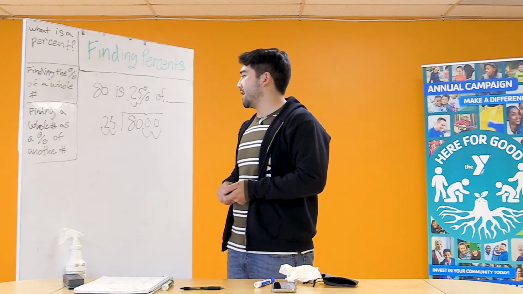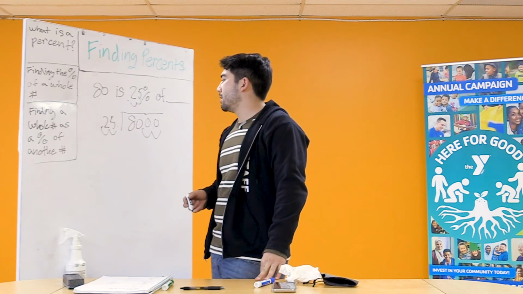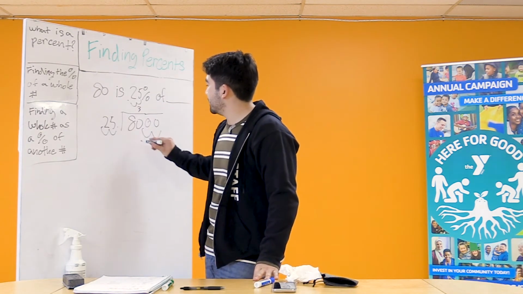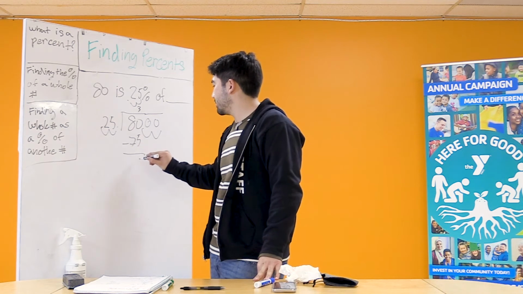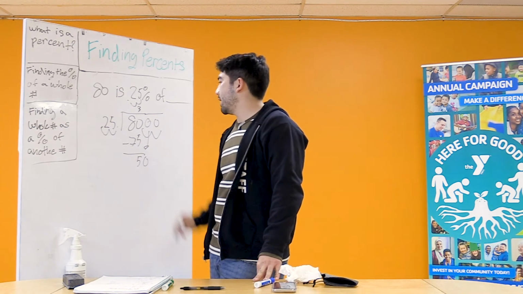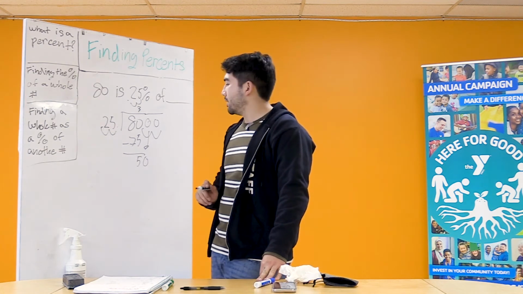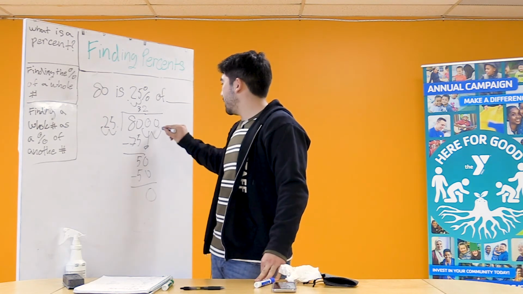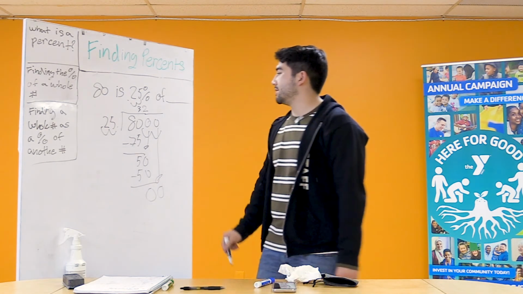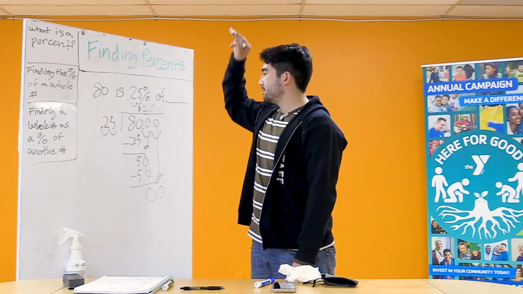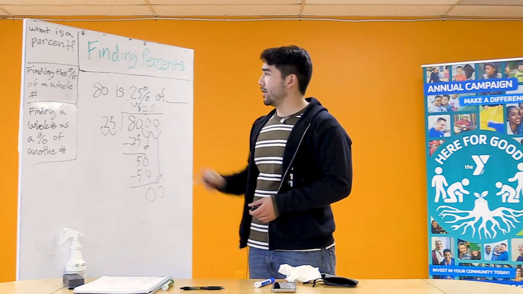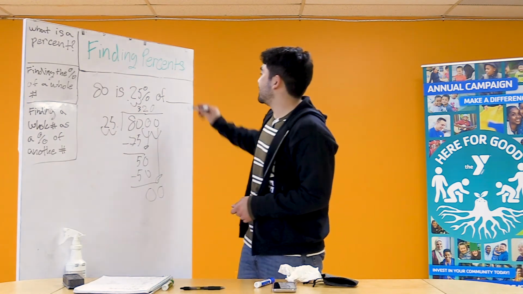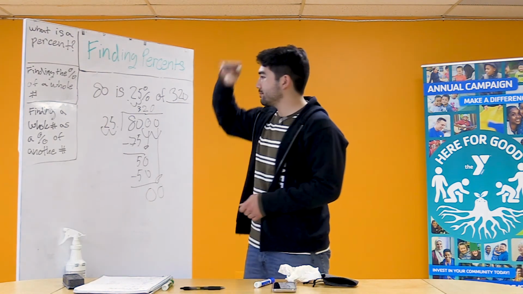Okay, so how many times does 25 go into 80? 25, 50, 75. I'm going to say 3 times. 80 minus 75 is going to give you 5. Bring down the 0. How many times does 25 go into 50? I'm going to say 2 times. It's going to go as 50. 0. Bring down the 0. How many times does 25 go into 0? That is 0 times. So 80 is 25% of what? 80 is 25% of 320.